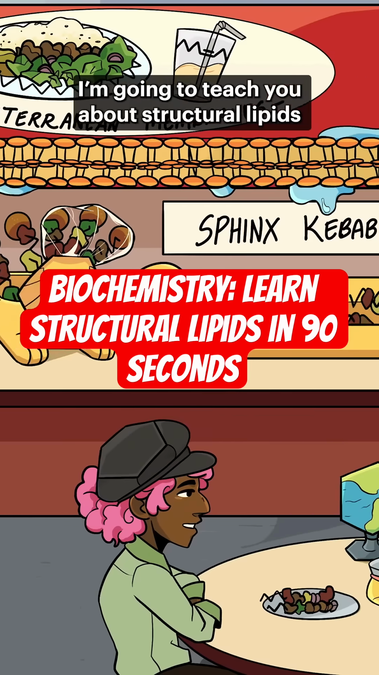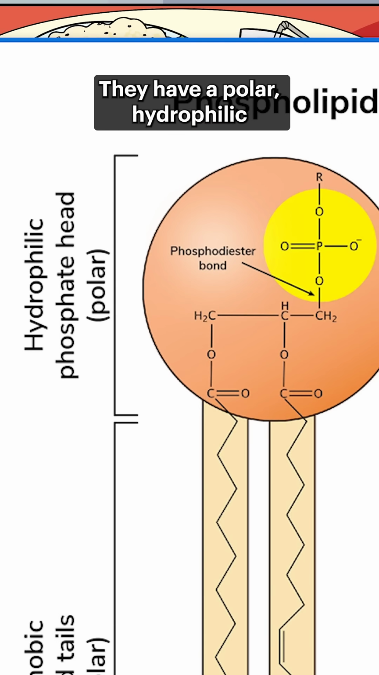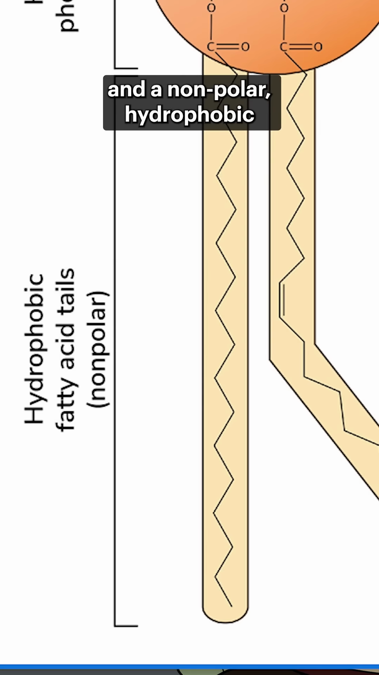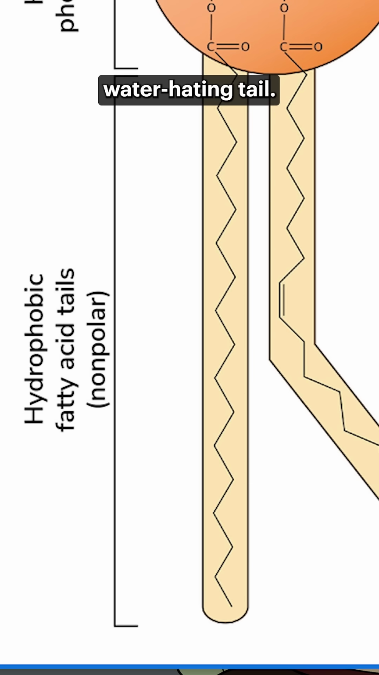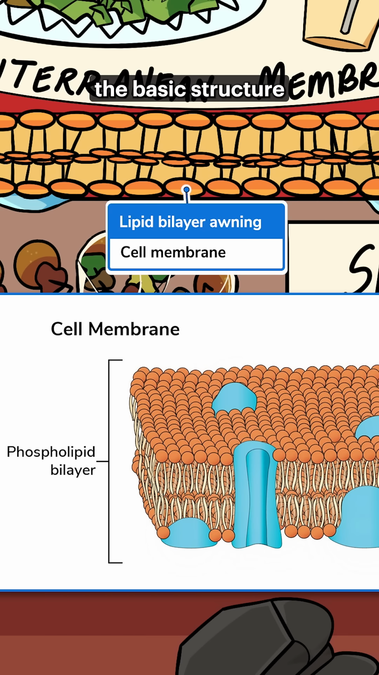All right, in 90 seconds, I'm going to teach you about structural lipids. And let's start with the structure of structural lipids. They have a polar, hydrophilic, water-loving head and a non-polar, hydrophobic, water-hating tail. AKA, structural lipids are amphipathic. They form bilayers, the basic structure of cell membranes.